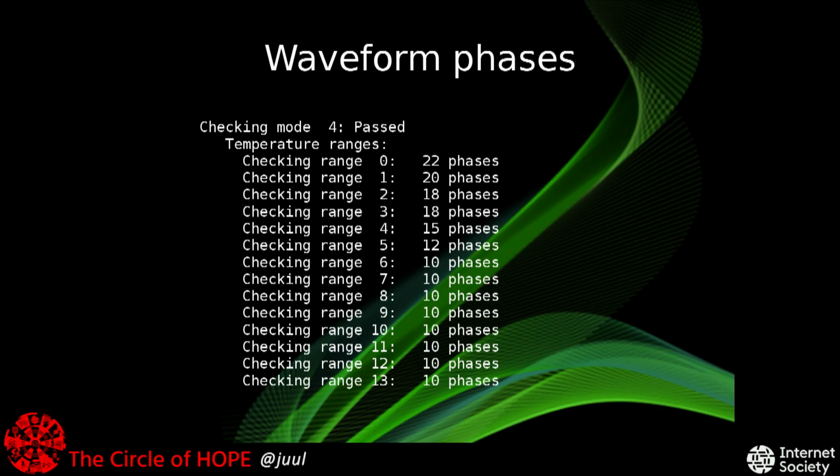Waveform phases. So looking at the actual phases, here's just mode 4, the animation update mode that I thought was interesting. You see that there are different numbers of phases for the different temperature ranges. The first one is 0 to 3 centigrade. If it's really cold, you need 22 phases, meaning it's going to take more time. And if you have normal room temperature, you only need 10. So the update speed is about twice as fast at room temperature compared to when it's really cold. This is for the fastest possible update mode available.